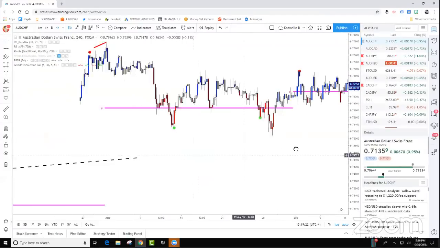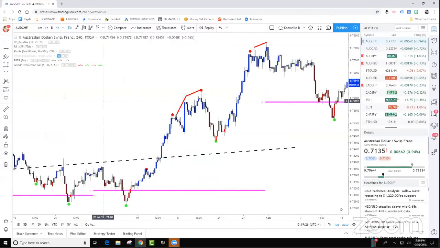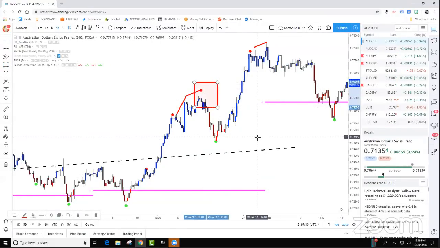I'm just going to move back in time. I wasn't planning on looking at the Australian dollar Swiss franc, really. Wow, that is pretty nice. What a nice combination here. I really do like that.